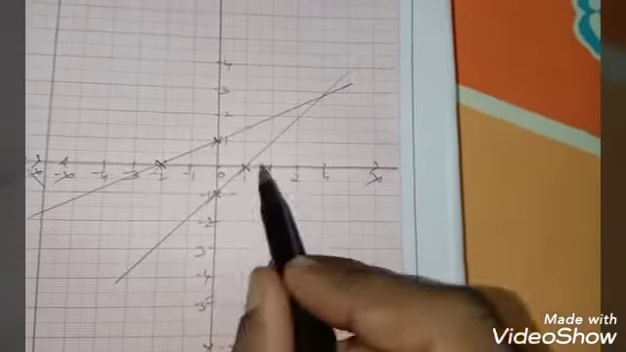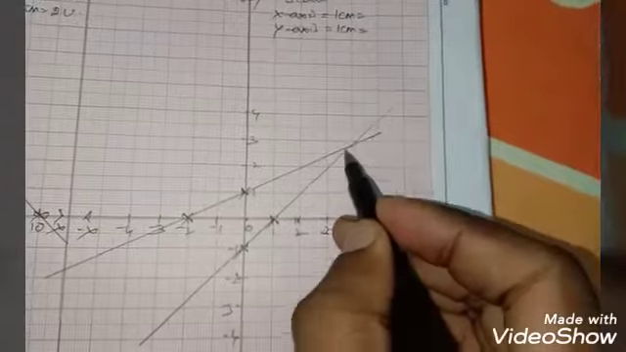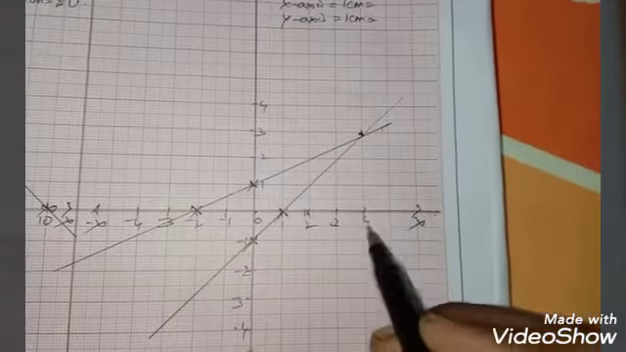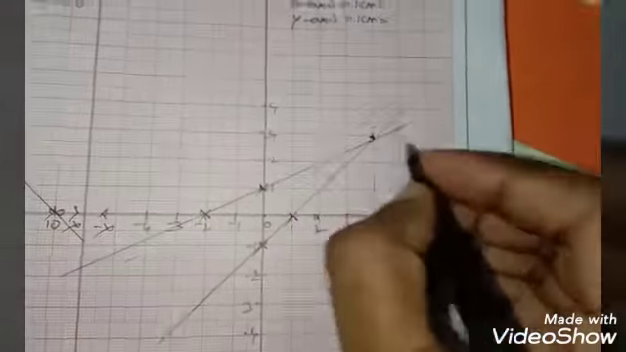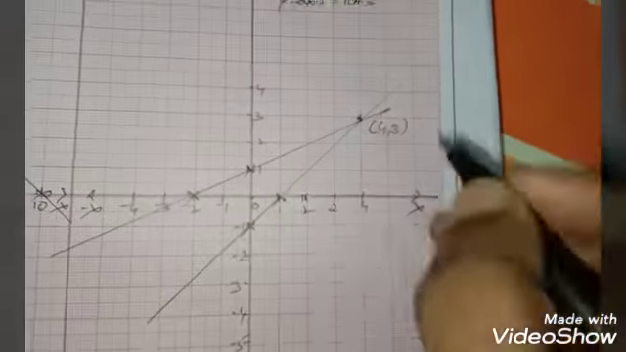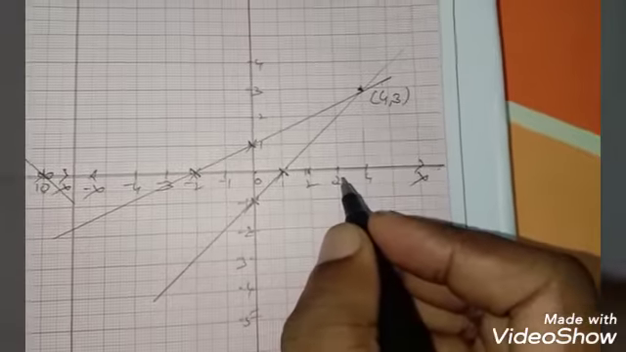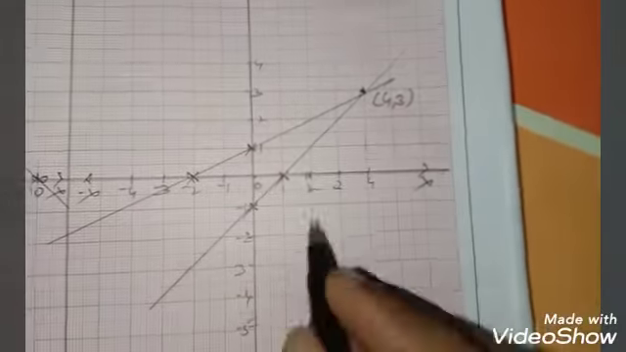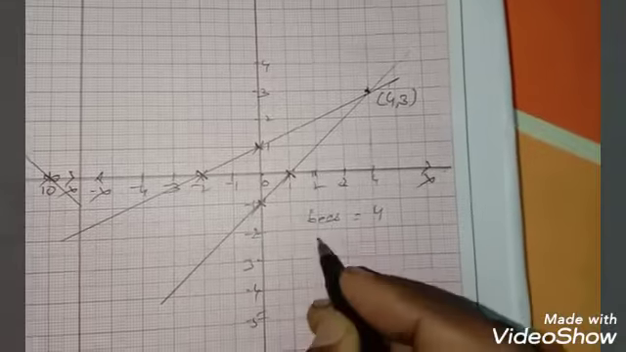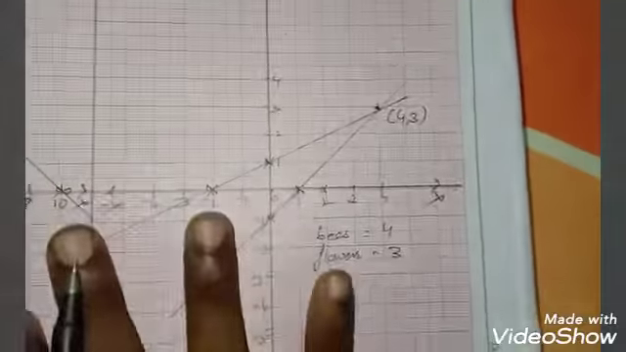Now after joining these 2 points, your line will be intersecting at a point, 3, 4, right? Now here these two lines are intersecting at 4, 3. Now what do x and y stand for here? X is nothing but the number of bees and y is nothing but the number of flowers. So how many bees do we have? 4 bees. Now how many flowers do we have? 3 flowers, right?